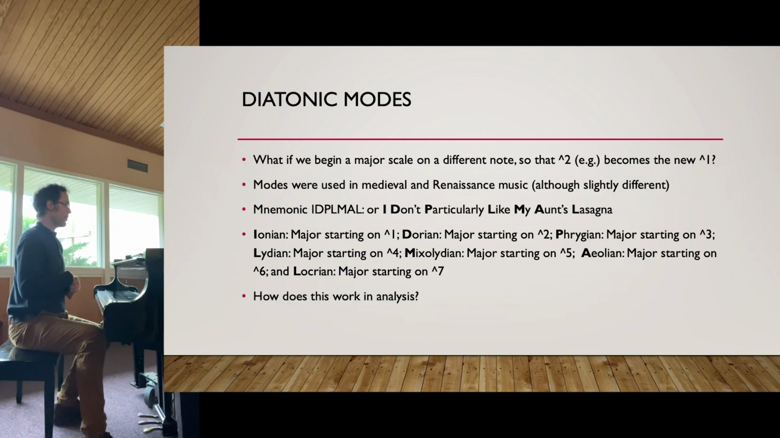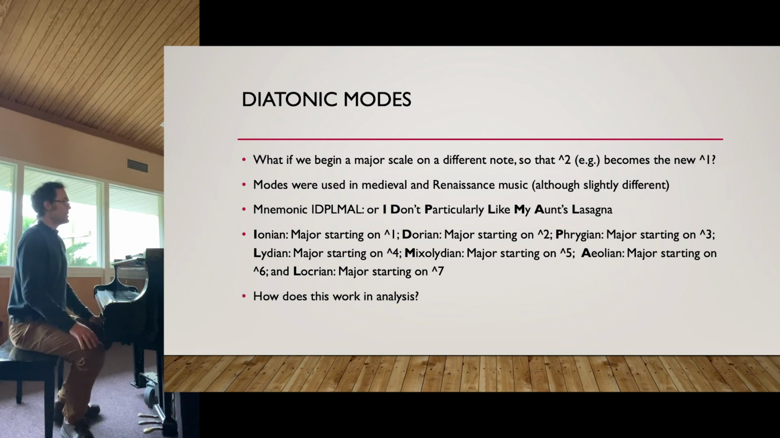Let's also talk about diatonic modes. What happens if we begin a major scale on a different note of the scale, so that, let's say, scale degree 2 becomes the new 1? So let's say I'm playing C major, and I begin it actually on scale degree 2, and I'm going to call that the new 1. Well, that would become a Dorian mode. That would have its own whole and half steps.